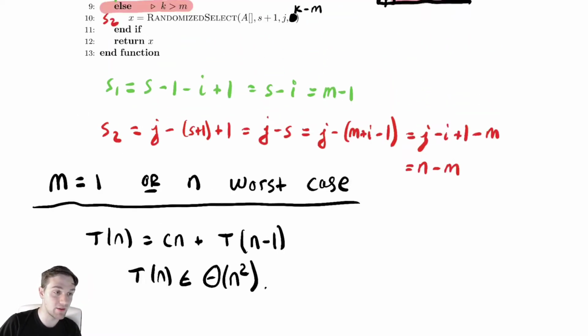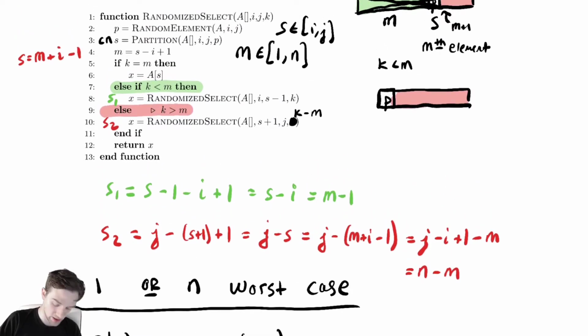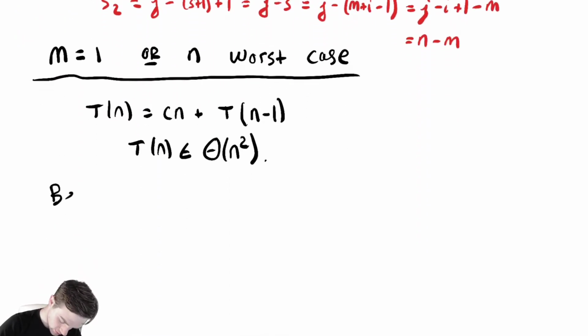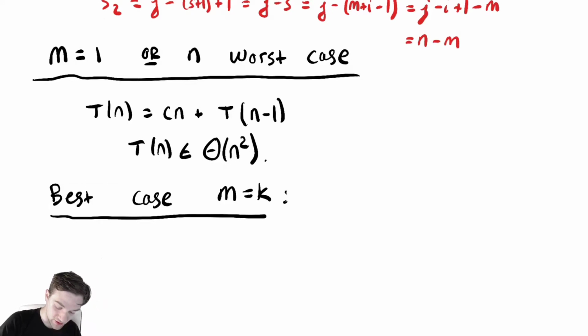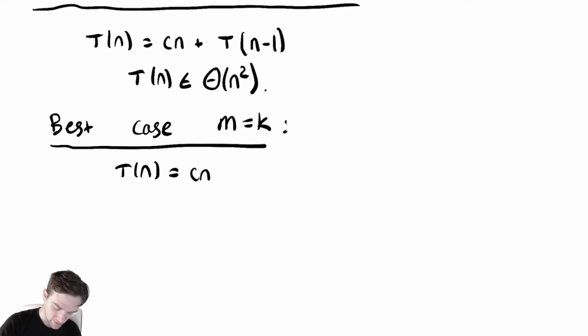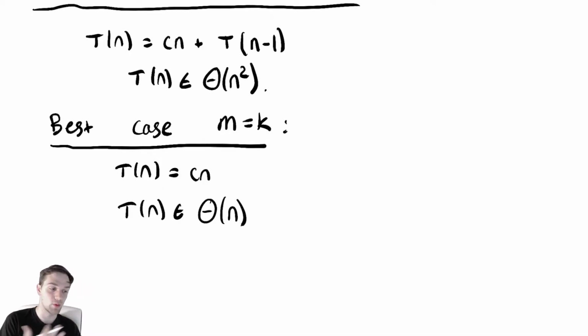Our best case would obviously be that we found it on our first go. So our best case would be that m is equal to k, which depends on what order statistic you're looking for. But that would then be T(n) equals cn, since partition always takes linear time, plus we make no additional recursive call, so that's it. So T(n) is in theta of n. So our best case and our worst case are different, which means we should evaluate our expected case.